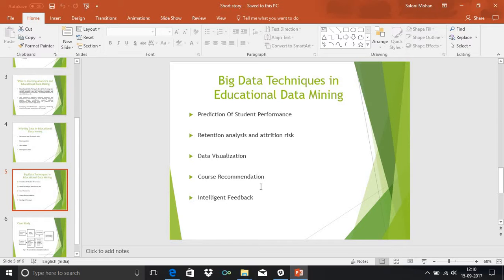Then we have course recommendation. Here by analyzing student activities, student interest is identified, and accordingly new courses are offered. This makes sure that students choose the field in which they actually have an interest. Then we have something related to intelligent feedback. In intelligent feedback, learning systems give prompt criticism to students, and this can help in improving their performance.